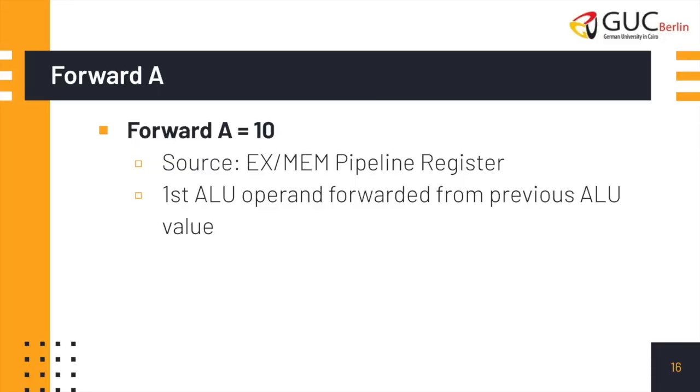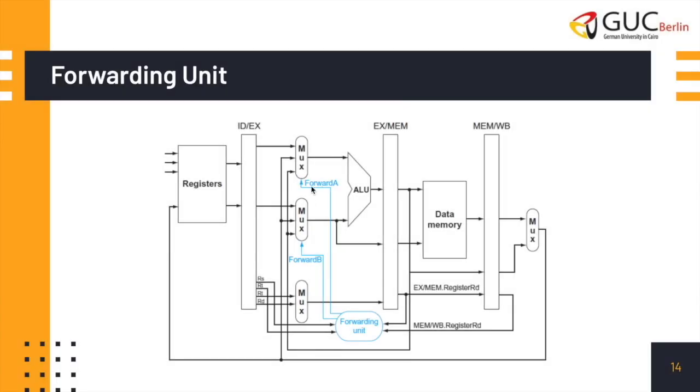If forward A is equal to 1, 0, it will retrieve the data from the ex/mem pipeline register, meaning the first ALU operand is forwarded from the previous ALU value. And here comes forwarding. In 0, 0, I did not need or use forwarding. Here I am using forwarding: I'm forwarding data from the ex/mem pipeline register to the ALU as a first operand. Therefore, if forward A is 1, 0, it will select the third line.